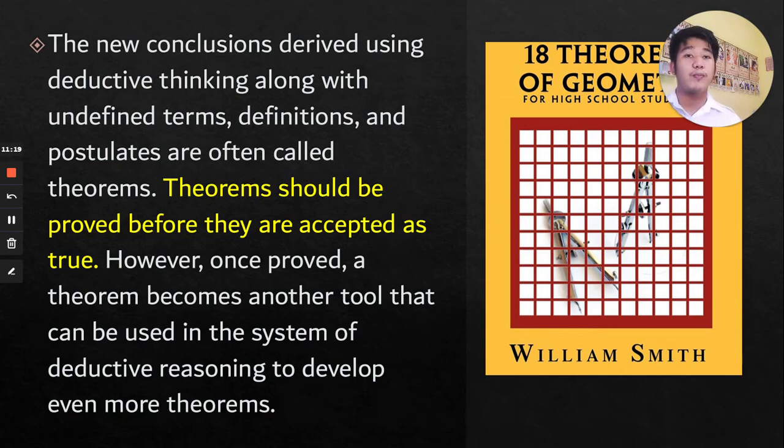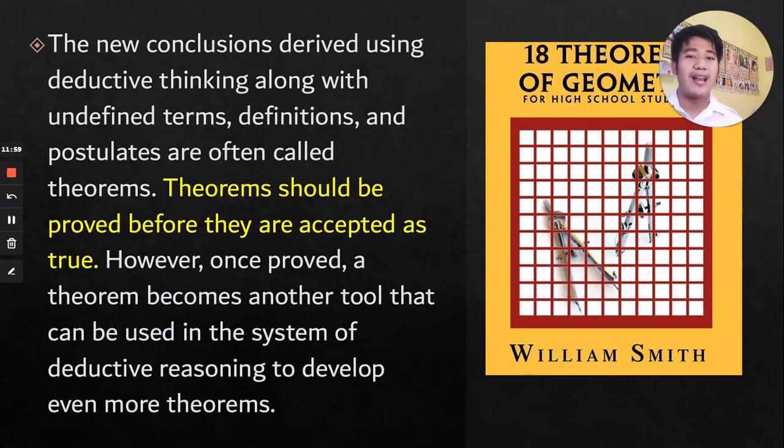Now, theorems should be proved before they are accepted as true. So expect that we will be proving theorems here. That's why the title of this week's lesson is proofs, because we're about to make proofs. However, once proved, a theorem becomes another tool that can be used in the system of deductive reasoning to develop even more theorems. So there are many definitions, postulates, and theorems that we're about to learn in geometry next quarter.